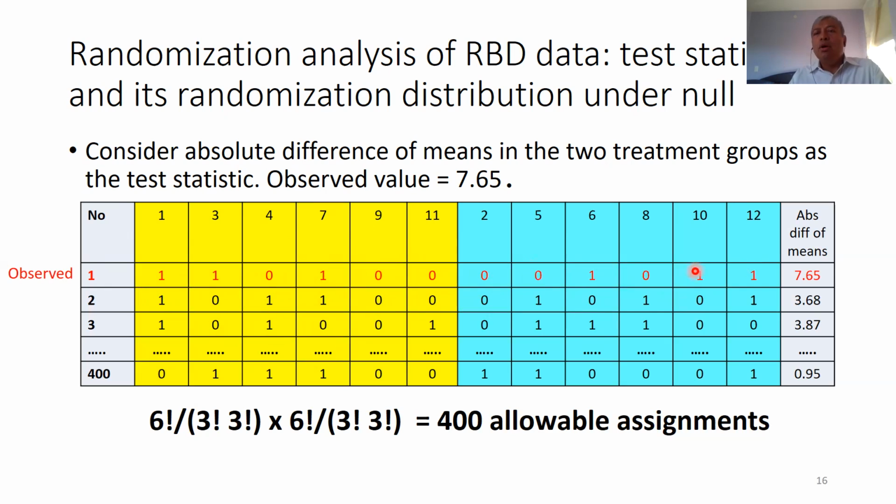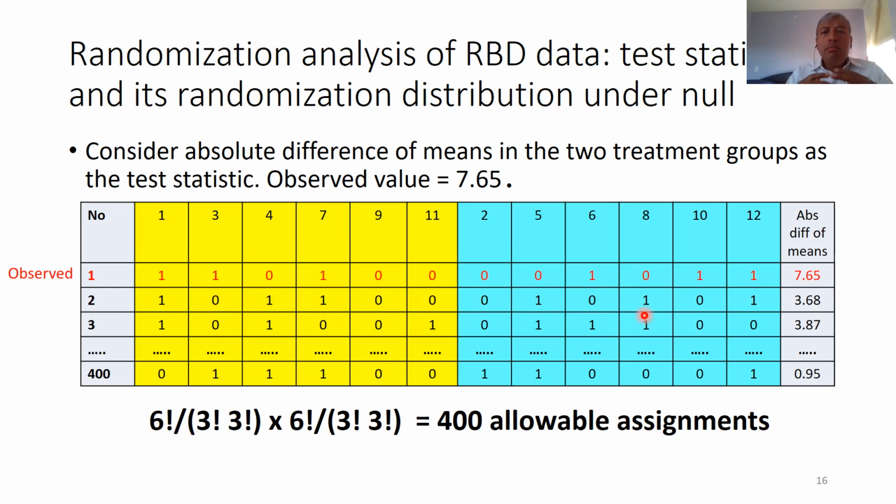Within this block I had 3 ones and 3 zeros, and this was my observed value of the test statistic, which is the same as before, right? So now I generate this data, this binary vector of assignment, just by replicating or drawing from that same design, which is selecting 3 and 3 treated and controlled within each of these blocks.